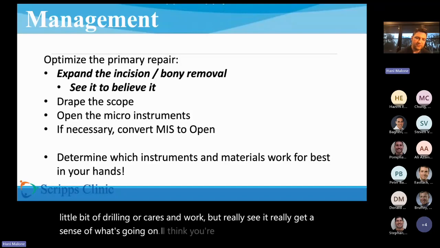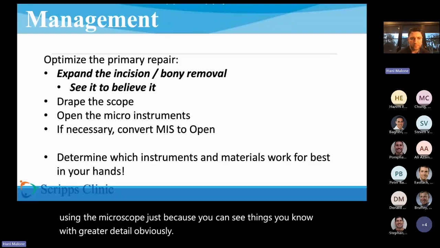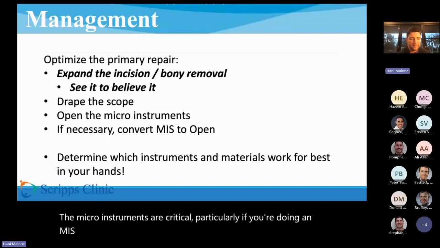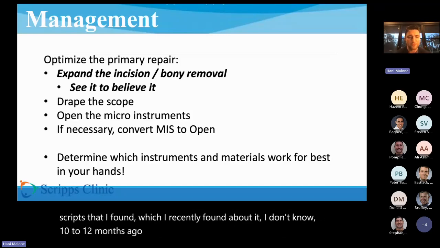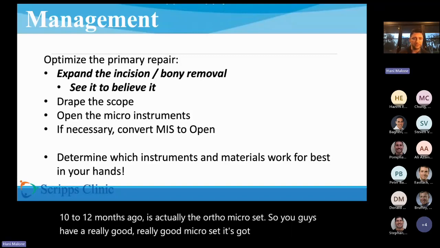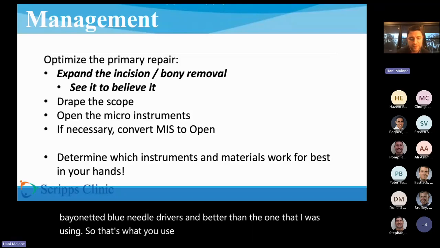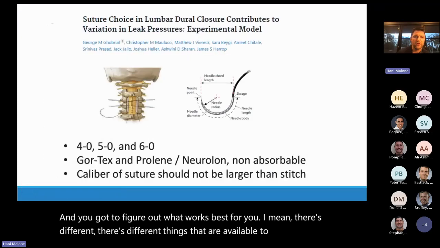I think you're always at an advantage using the microscope, just because you can see things with greater detail, obviously. The micro instruments are critical, particularly if you're doing an MIS, because they're bayoneted. The best microset I found, which I recently found out about 10, 12 months ago, is actually the ortho microset. So you guys have a really good microset. It's got those bayoneted blue needle drivers, better than the one that I was using. So if you're here at Scripps, use the ortho microset, and you've got to figure out what works best for you. I mean, there are different things that are available to folks.